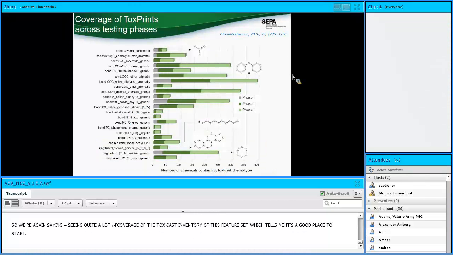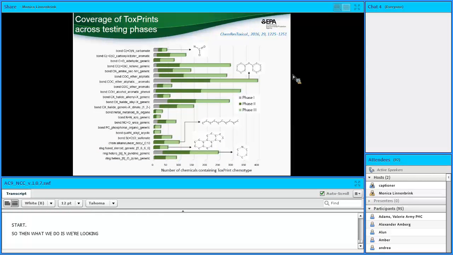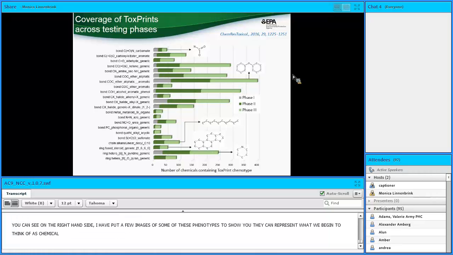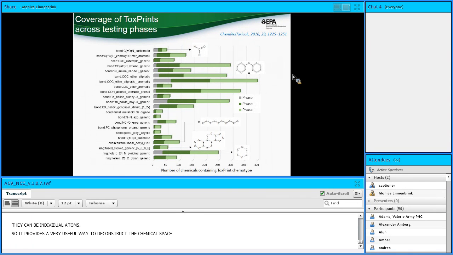So then what I'm doing is looking here at the ToxPrints across the testing phases to give you a sense for what these things are. They're basically ways to define local chemistry, and they can do it in a relatively intuitive way, both in the names of the chemotypes on the left-hand side of the figure. You can actually begin to interpret what these are. You can see on the right-hand side, I put a few images of some of these chemotypes to show you they can represent what we begin to think of as chemical classes. These are scaffolds, they're types of bonding, they're types of alkanes, aromatic systems, they can be individual atoms. So it provides a very useful way to deconstruct the chemical space into these very well-defined local chemistry domains.